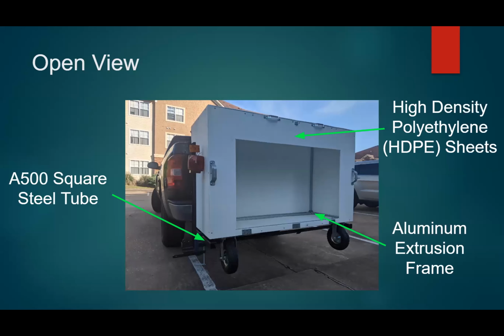So here we have an open view mounted on this truck, and we took off the doors so you can see the actual frame itself. So we actually have the aluminum extrusion frame in the corners with a little more complex design than you saw in the last one. And if you look down below, we actually have the steel tube hitch insert, which is also 3/16 thick and A500 steel. And you can see a little bit of the slide railing, but we'll get into that more later.